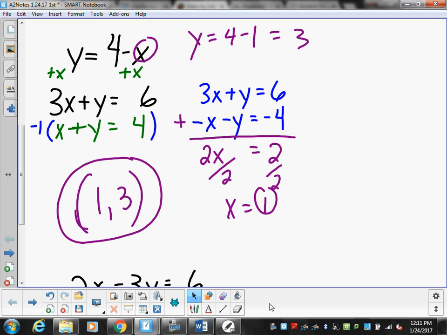So I plugged my x value, which was 1, back into that original equation. So y equals 4 minus x, y equals 4 minus 1. He changed it so we could do the equation from the second one. Okay, no, you used the first one for plugging back in.